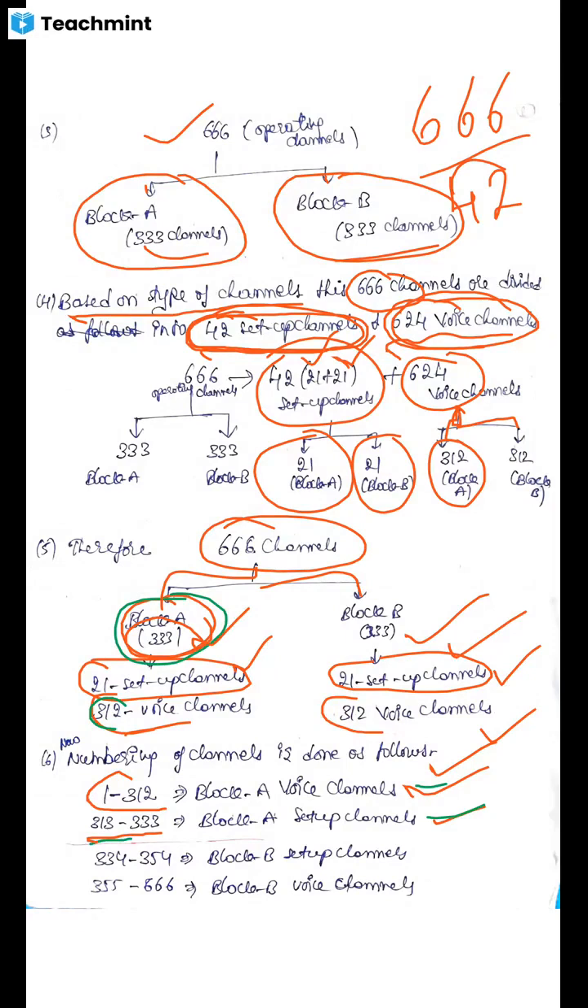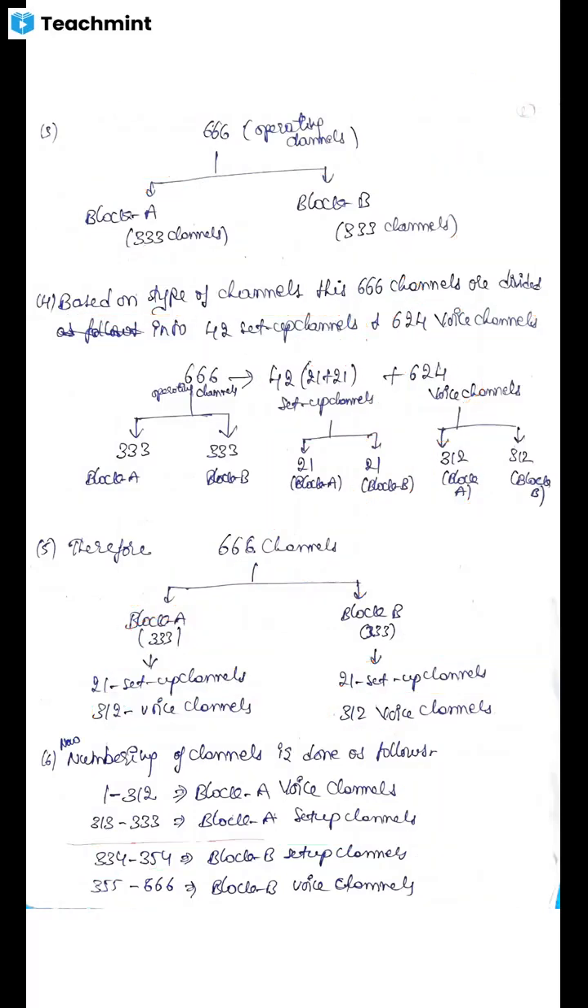Coming to block B, first I assign the setup channels, that is 334 to 354, 21 channels: 334, 335, 336 up to 354 are given for setup channels, and the remaining 355 to 666, the last number, are given for block B voice channels. This is how I numbered the channels into voice channels and setup channels. You can see this in the frequency management chart. Let me show you the frequency management chart.